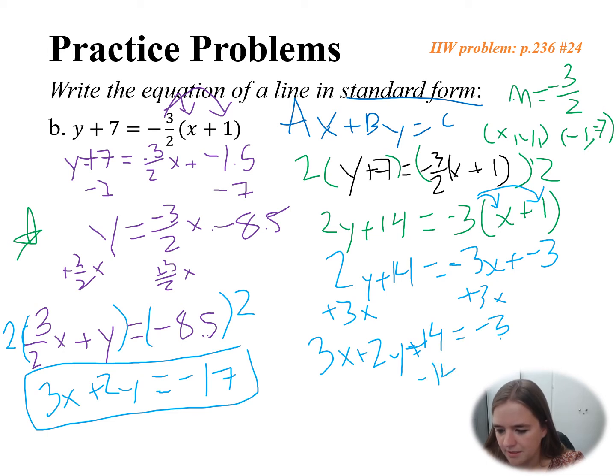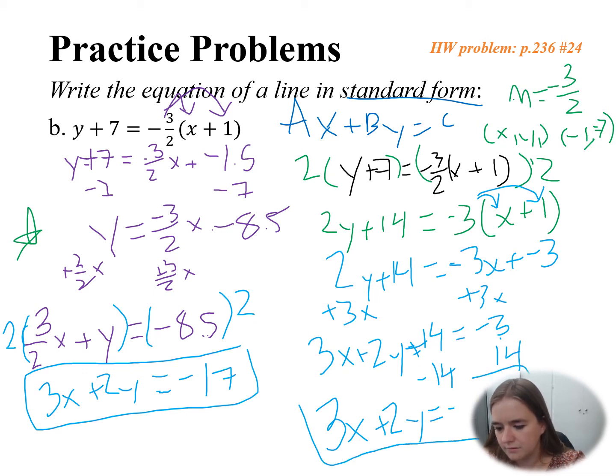Last step is to take away 14 from both sides. And I'm left with that same answer. 3x plus 2y equals negative 17. Same answer, slightly different steps to get there. Both ways are mathematically legal, and it's up to you which way you find most comfortable.